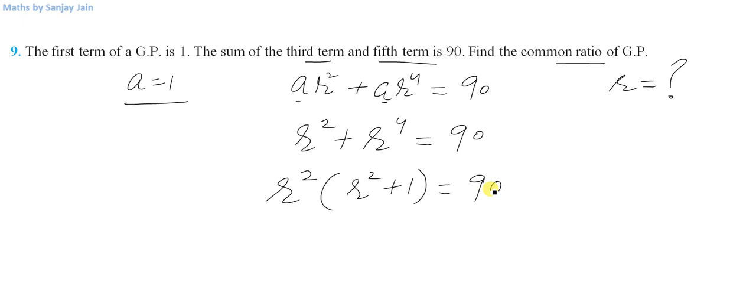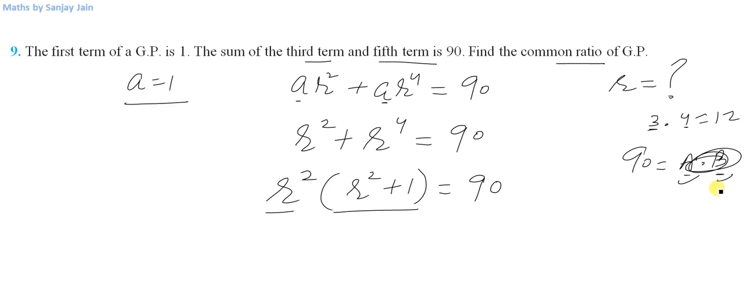Okay. So R square will be an integer and R square plus 1 will also be an integer. So basically 90 is a product of two integers A and B, let us say, where A and B are separated by 1. That is, what I mean is, if 3 and 4 are factors of 12, right? 4 is 1 more than 3. So we need to find two factors of 90, out of which one factor is 1 more than the other.